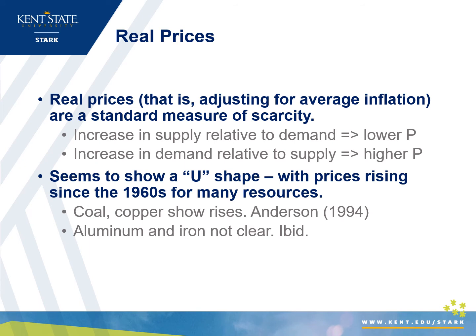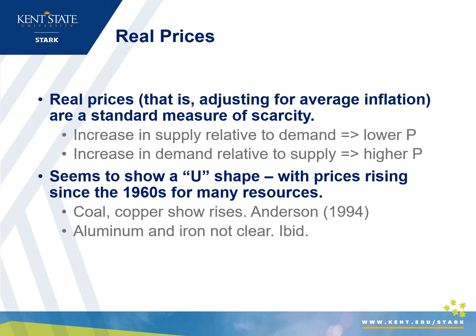Another measure would be real prices. Right, so real prices, that is, when we take the price of a good but adjust it for average inflation, they could be a measure of scarcity, and this is true of most goods. Right? So this is not just for natural resources or non-renewable resources even. Right? So with any good, if we have an increase in its supply relative to the demand, either because the supply is increasing rapidly, faster than demand is increasing, or perhaps because demand is decreasing rapidly, in any case, if supply is growing relative to the amount of demand, prices are going to fall over time.